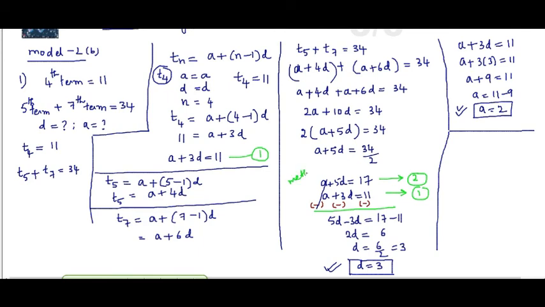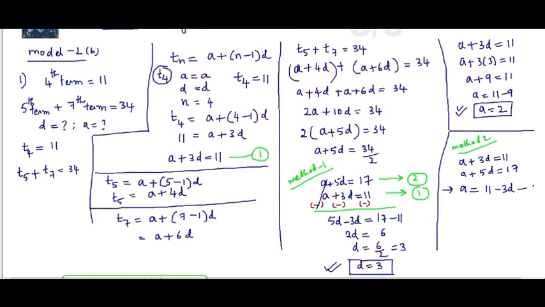Method 1. Here is method 2. How do you do it in method 2? Let's just see once. Okay, the first one was a plus 3d is equal to 11. A plus 5d is equal to 17. Any one you pick. I'll try to choose the first one. I'm choosing the first one. So a is equal to 11 minus 3d.